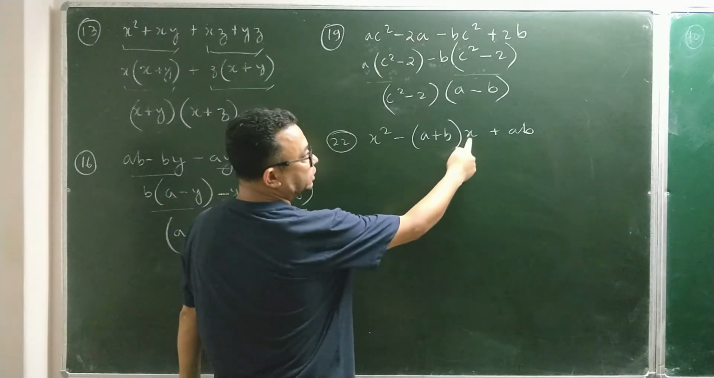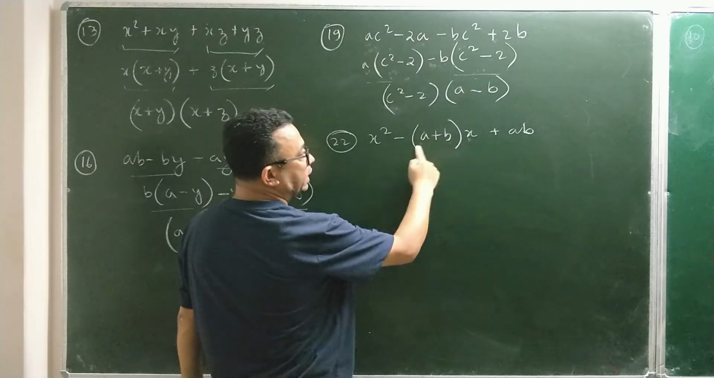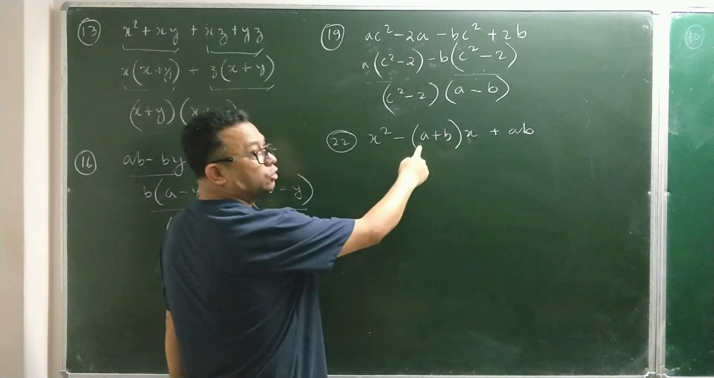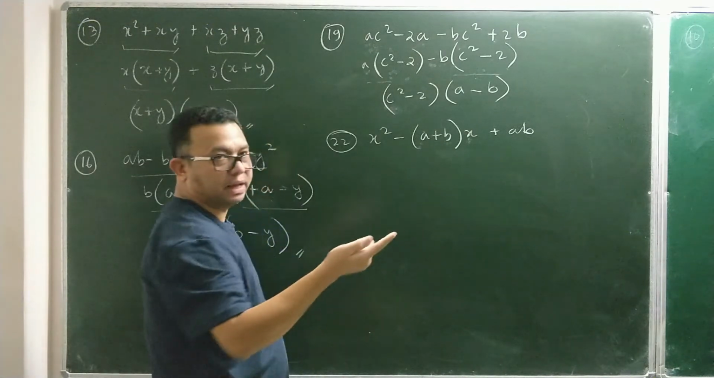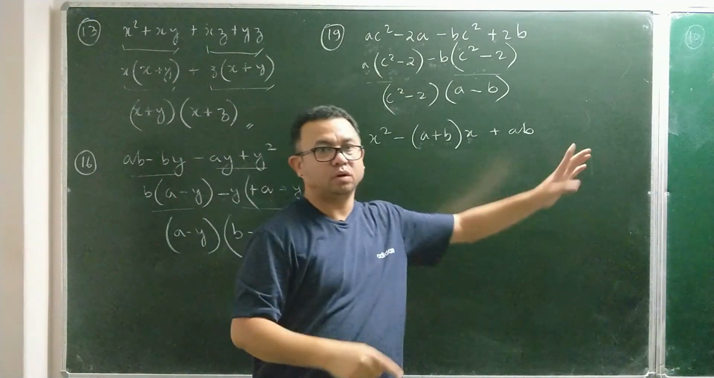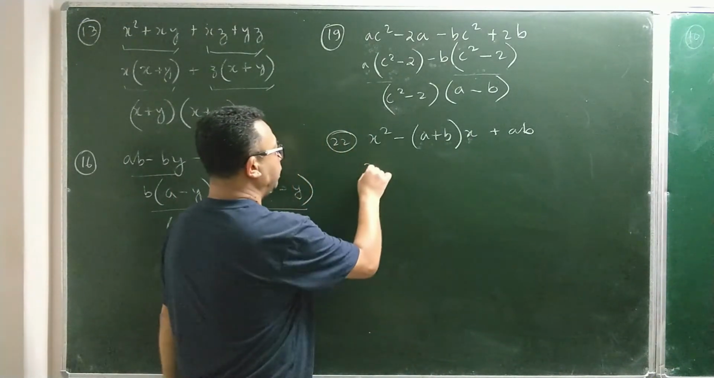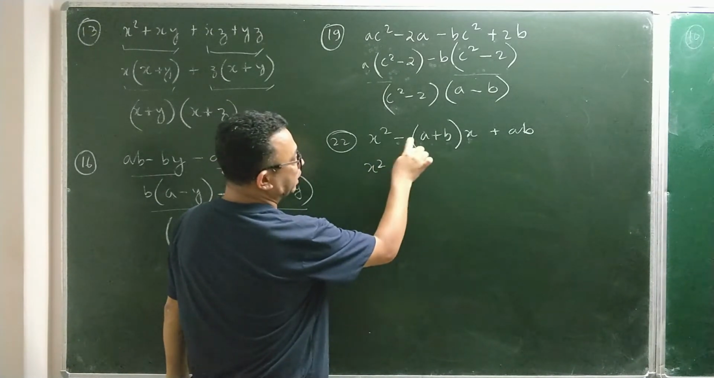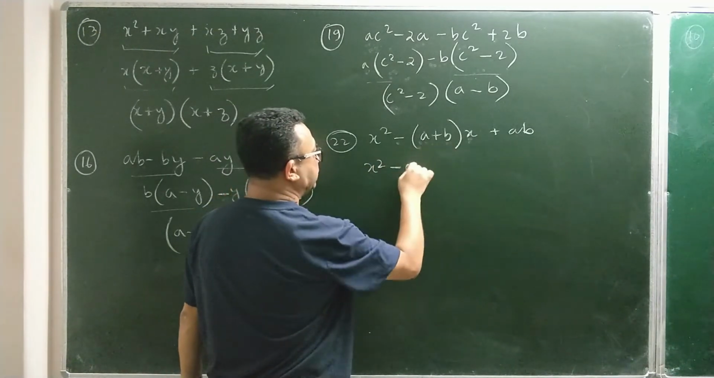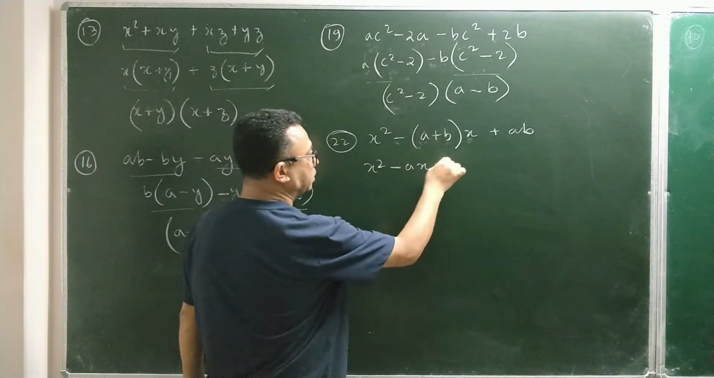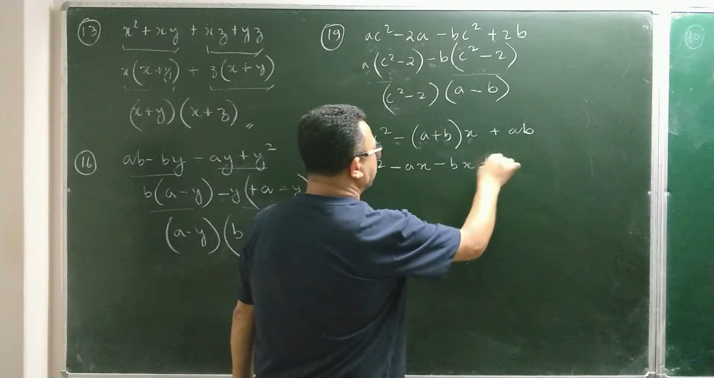So what I will do, with this x I'll multiply both a and b, so that x into a becomes ax, x into b becomes bx, so that altogether the number of terms will again come to 4. So let's do that. x square, multiply now. Don't forget, minus into plus is minus and a into x is ax. Again similarly, minus into plus is minus, b into x is bx, plus ab.